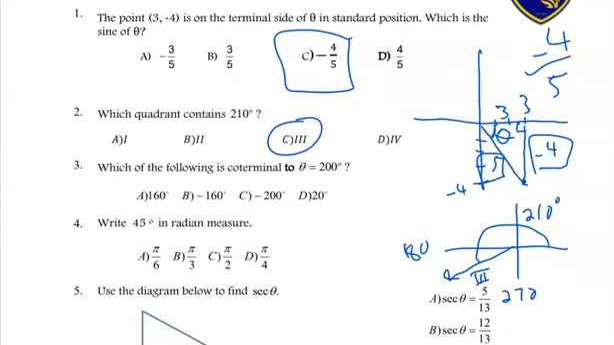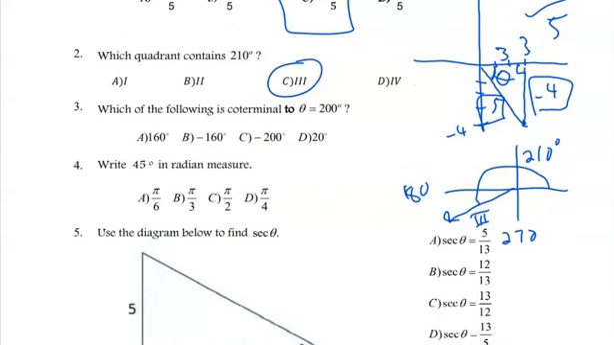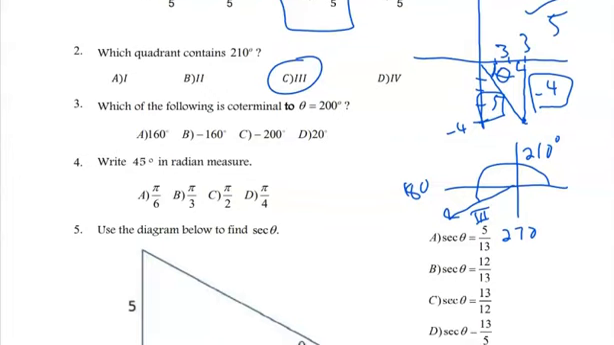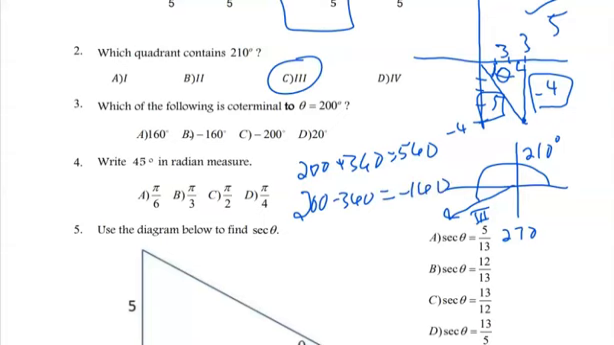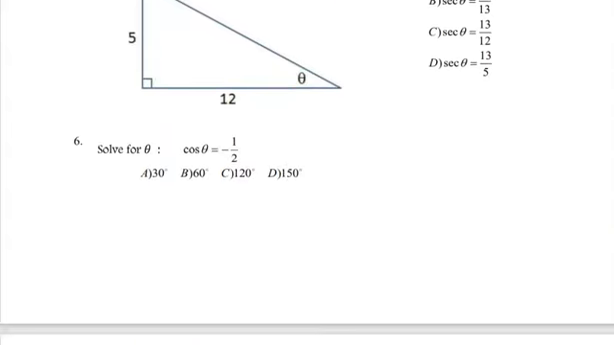Number 3, it says which of the following is coterminal to theta equal to 200 degrees. Coterminals, you add or subtract 360 from it. So I could add 360 to 200. Now I get 560. And 560 is not an answer choice. So I could subtract 360 from 200, and then I find that the output is -160. -160 is an answer choice. So answer choice B.